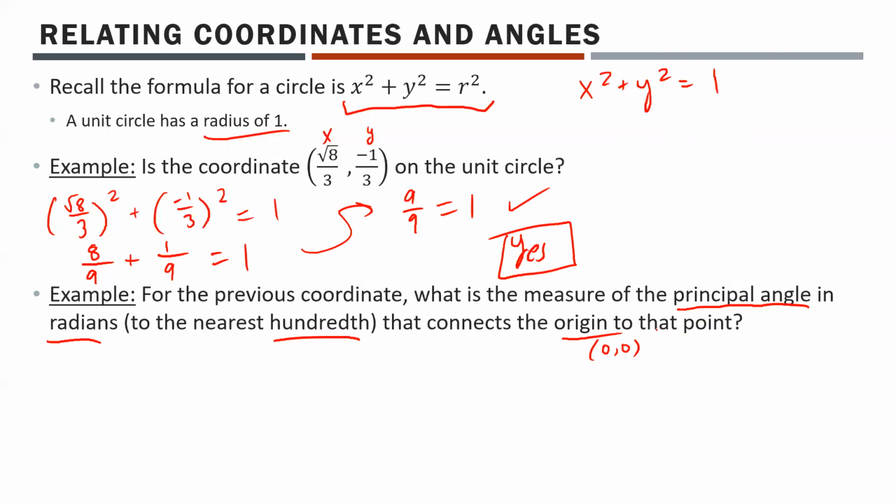Now, regardless of whether this point was on the unit circle, you still could do this question, because if it isn't on the unit circle, it's still on the Cartesian plane. The Cartesian plane is just your x and your y grid, right? So again, we're looking for the measure of that angle.